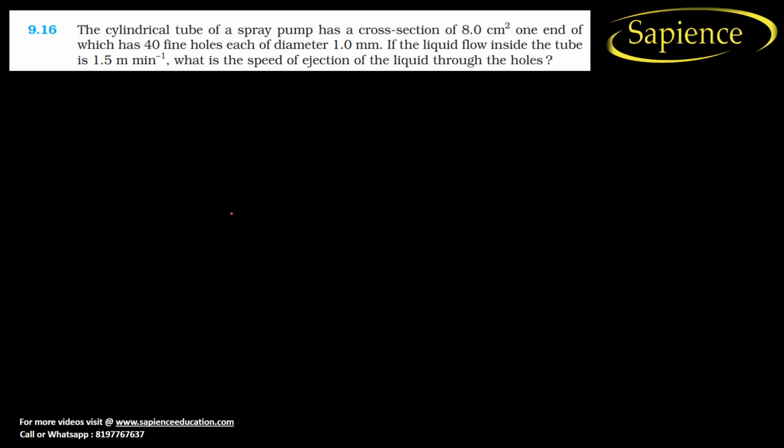Today I am going to discuss question number 9.16 of NCERT. The chapter is Mechanical Properties of Fluids. The cylinder tube of a spray pump has a cross-sectional area of 8 cm² at one end, which has 40 fine holes, each of diameter 1 mm. If the liquid flow inside the tube is 1.5 meter per minute, what will be the speed of ejection of the liquid through the hole?